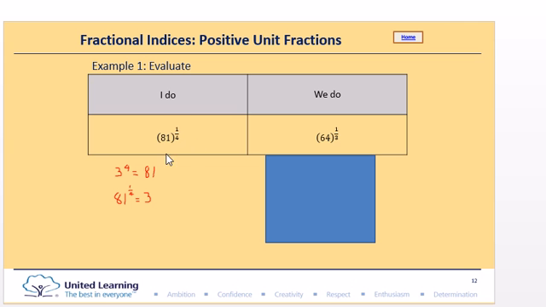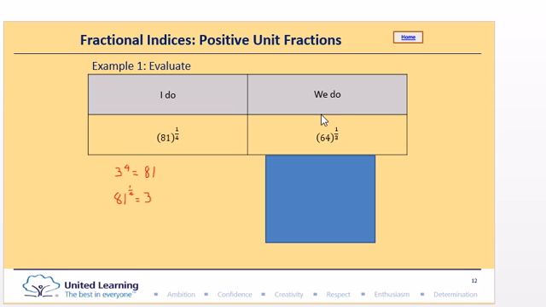Okay, so this I do and we do shows us our first example of a fractional power. So we have 81 to the power of a quarter. The way we approach this is quite simple really. A power of a quarter, or the 4 on the denominator, means the 4th root. So we need to find the 4th root of 81. So remember, a power of a quarter is finding the 4th root. So 3 to the power 4 equals 81. I know that. So the 4th root of 81 is 3.